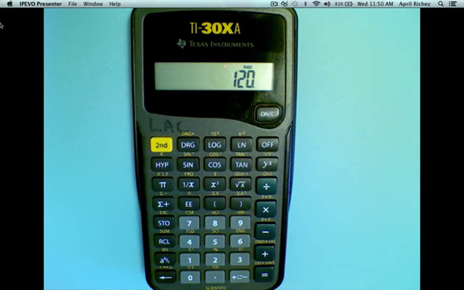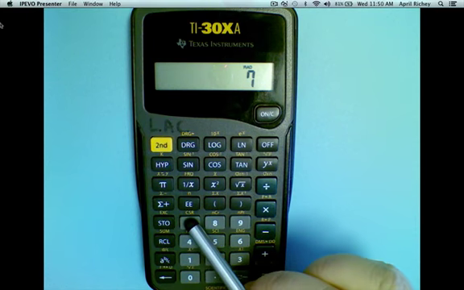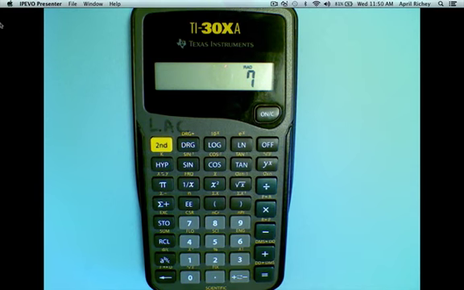If I want to do 7 factorial, clear out your screen, type the number first, 7, and then hit second, and then the number 3 for your factorial. So you get 5,040.